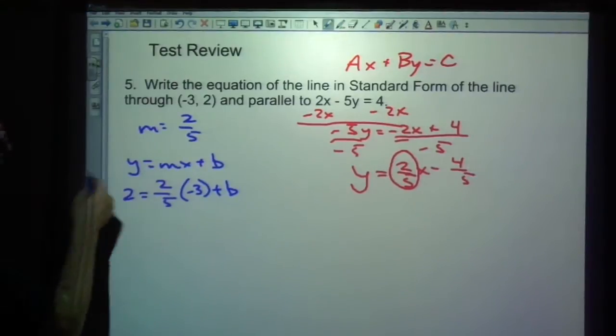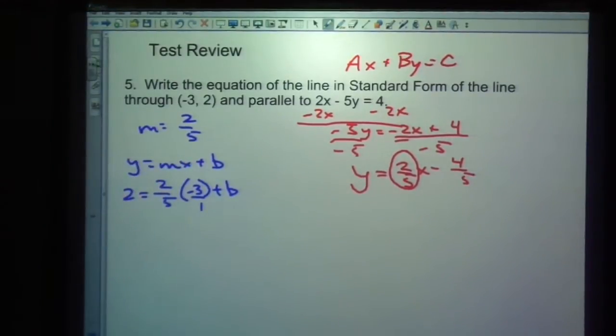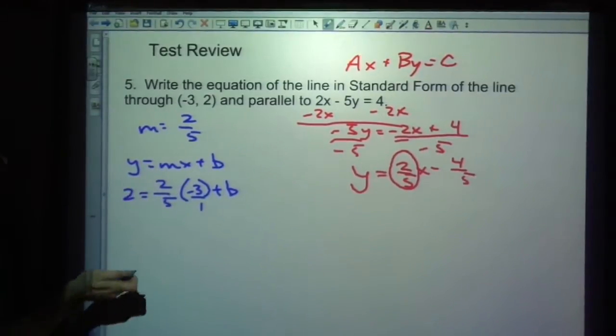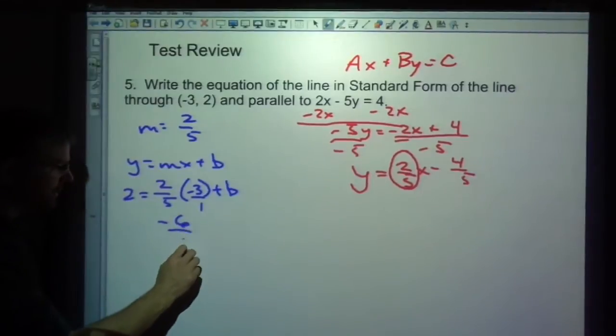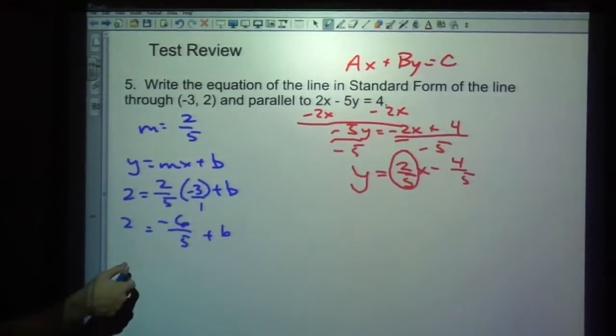So I need to multiply. I don't need a common denominator when I'm multiplying, only when I'm adding and subtracting. So I'm going to multiply tops times tops, bottoms times bottoms. That gives me negative 6 over 5. And now I'll add the negative 6 over 5 over to this side.